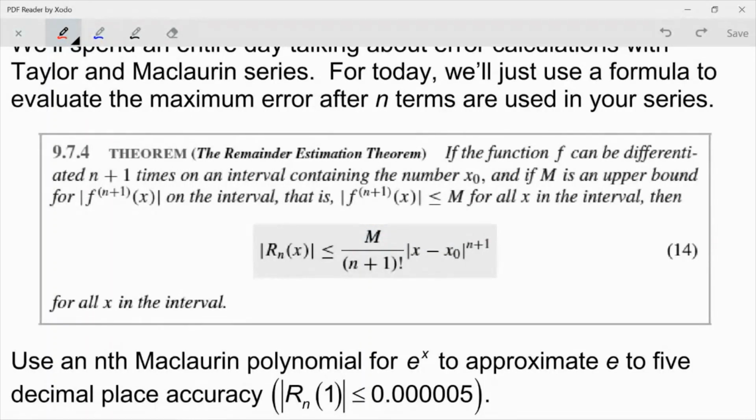And then the rest of this just looks like the next term in the series. Think about if you stopped at the nth term in your Taylor series, the next term would be the n plus 1 term. So we're looking at the n plus 1 derivative divided by n plus 1 factorial times x minus x naught to the n plus 1 power. So that formula is really just the next term in the series. The only difference is instead of just using the general derivative at the next term, we're looking at the maximum value of that derivative on the interval that we're looking at.